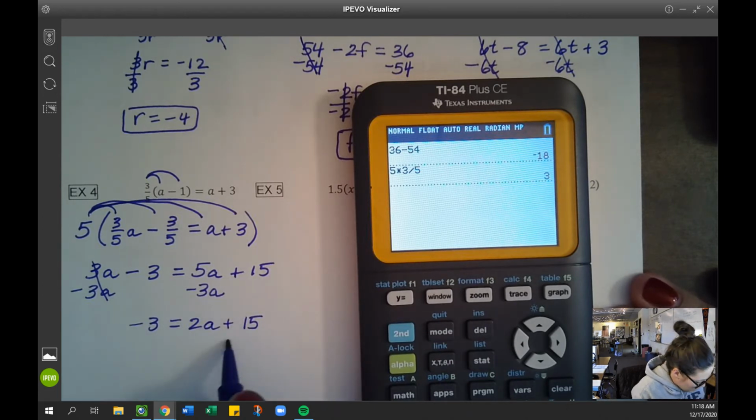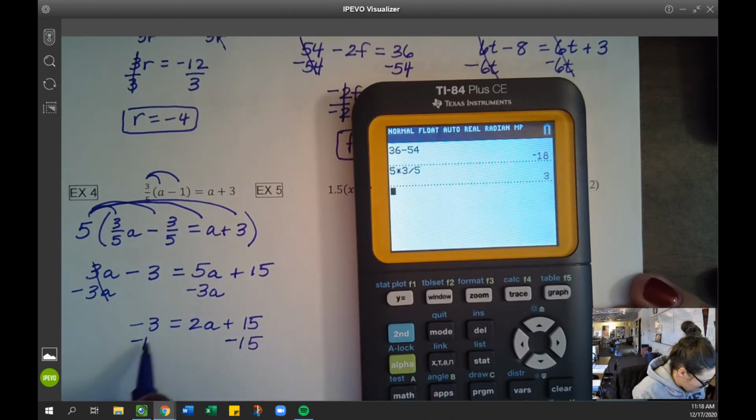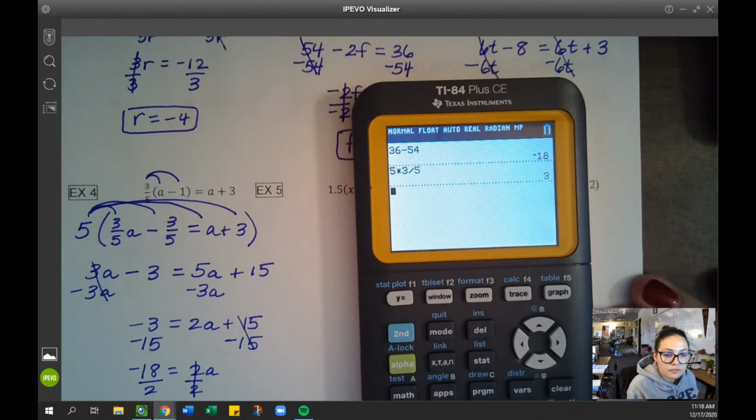Then I'm going to subtract 15 from both sides, which gives me negative 18 equals 2a. Divide both sides by 2. We get negative 9 equals a.